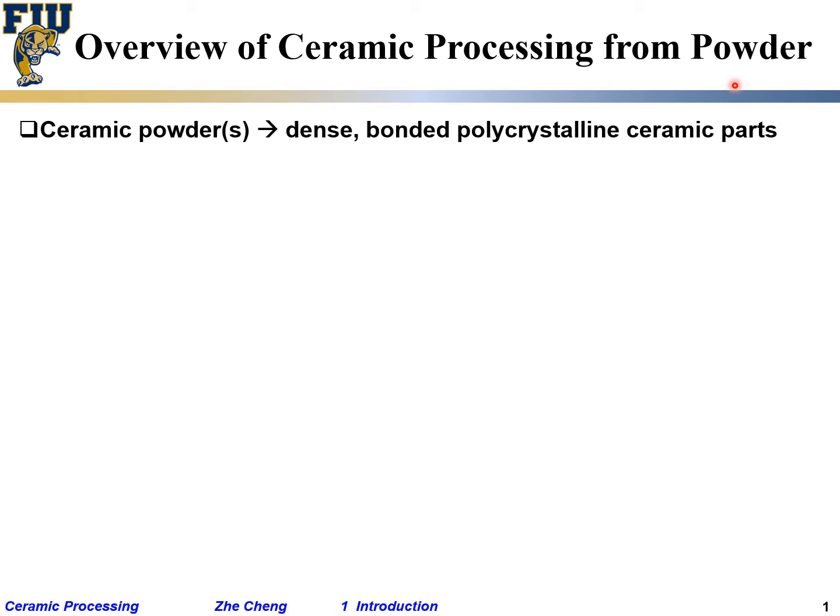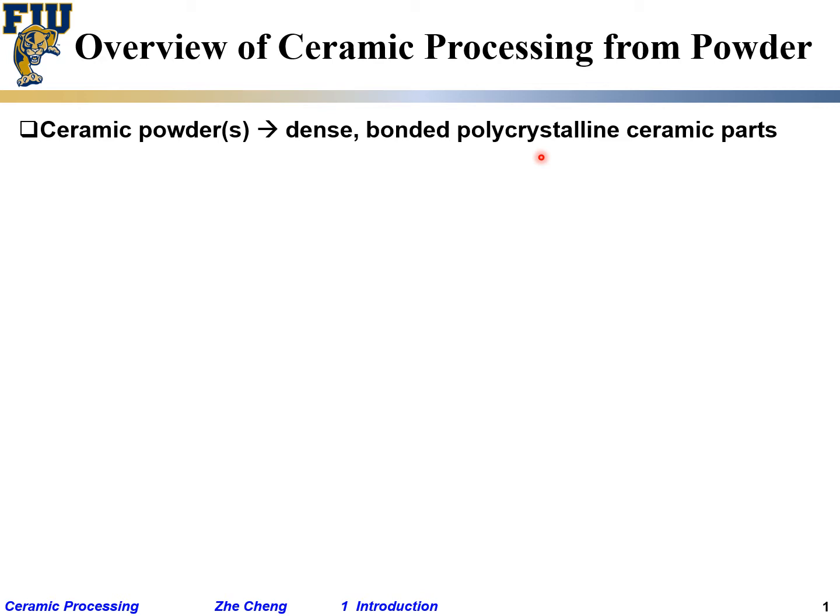Okay, so quite often people start with ceramic powder and they end up with, read to yourself, dense, which means not many pores, bonded, which means the powders, instead of loose powder, are now chemically bonded together and no longer loose powder, and polycrystalline, typically a polycrystalline ceramic part. So that's what the majority of this class is about, going from powder into dense, quite often dense.